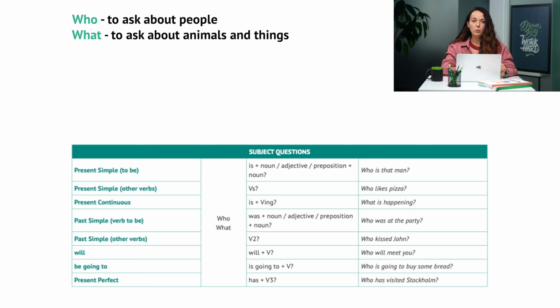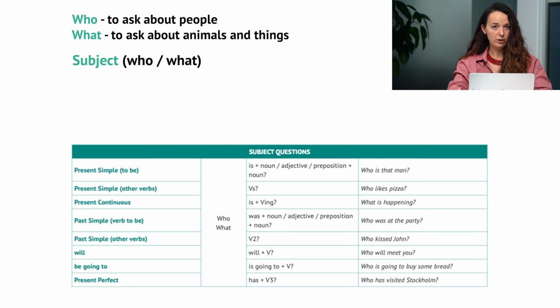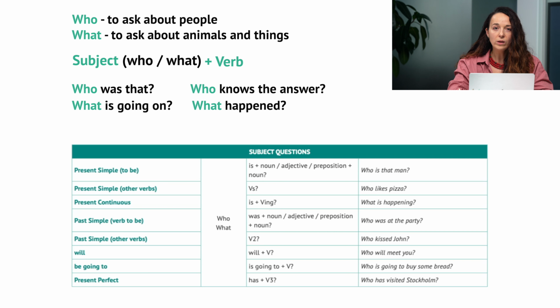Typically, in a question, we put the auxiliary verb before the subject, but in this case, the question word is the subject, so it's impossible to do this in our subject questions. That's why we just use a traditional word order: subject, in our case who or what, plus verb. For example, who was that? What is going on? Who knows the answer?